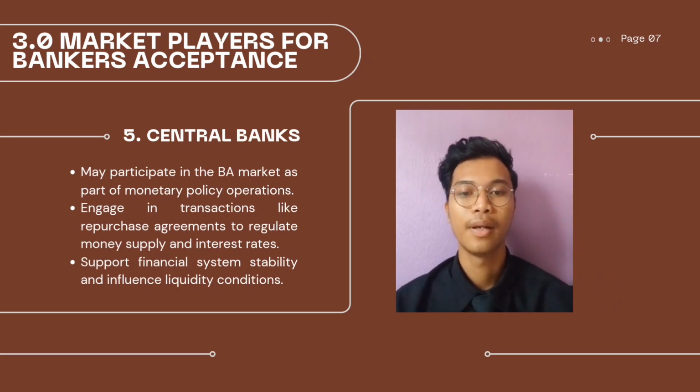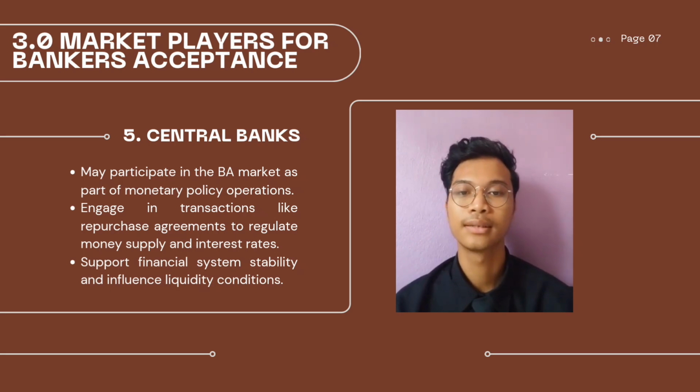There are 5 market players of bankers' acceptance. Number 1, the issuing bank. The issuing banks are the commercial banks that guarantee the payment of the BA at maturity. They provide the creditworthiness that makes BAs attractive to investors, and they enhance trust and confidence in these instruments.